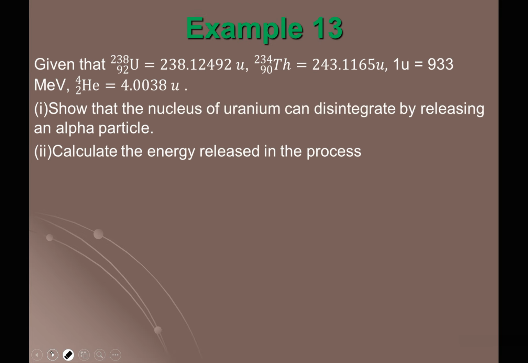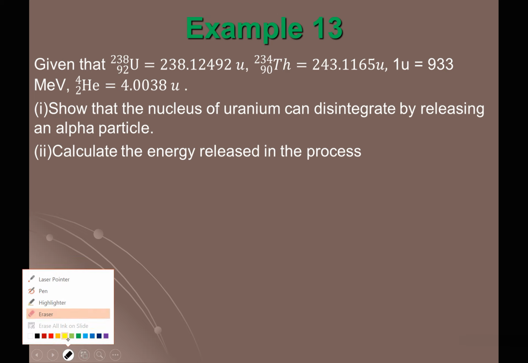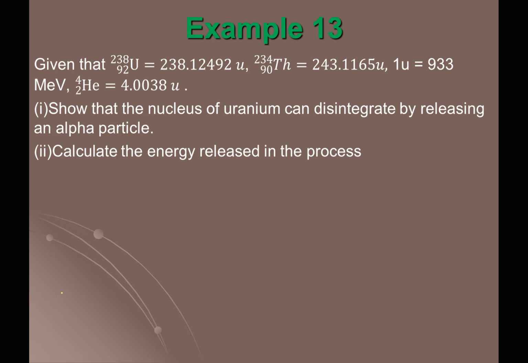Given that uranium-238 equals to that and thorium equals to that in mega electron volts, 1 U is 933 mega electron volts, helium is given as that, show that the nucleus of uranium can disintegrate by releasing an alpha particle. Of course, if there is a difference in mass, then it can disintegrate by releasing an alpha particle. If there is no difference in mass, then the reaction is not possible. Then calculate the energy released in the process.